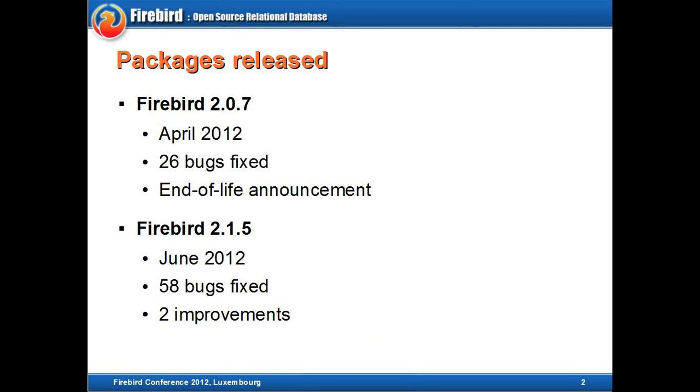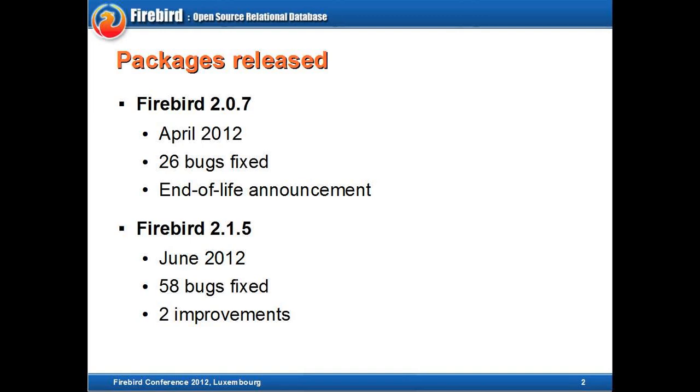The first one appeared in April, the second one in June. You may see how many bugs were fixed in several of these releases. And Firebird 2.1.5 introduced some improvements, just a couple of them, but anyway, they were quite significant. But the major thing to announce here, and maybe just to repeat this announcement, is that the Firebird project has decided to announce end of life for the Firebird 2.0 series.